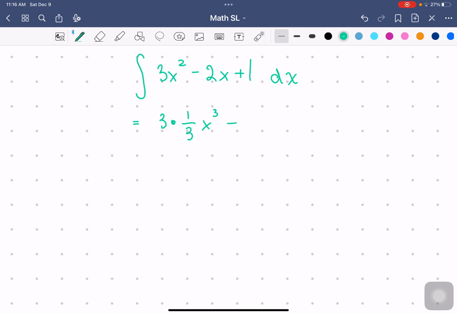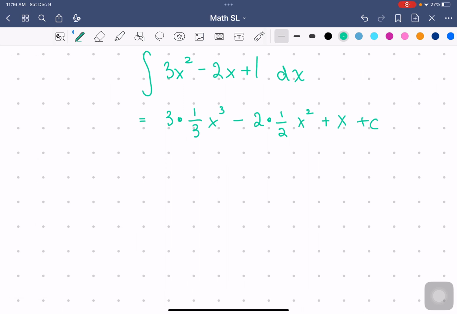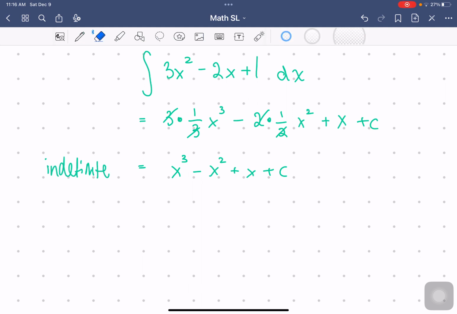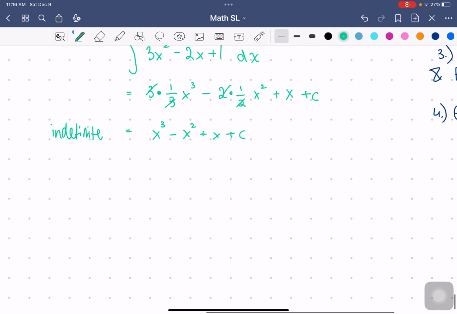Then we're going to integrate this one. 2 times x to the power of 1. We need to add 1 to the 1, which is 2. So we have half, and then x to the power of 2, plus 1 integrates into x, plus c. So now I just have to work out these: these cancel, x to the power 3 minus, these cancel, x to the power 2 plus x plus c. So this is our indefinite integral, with a c.